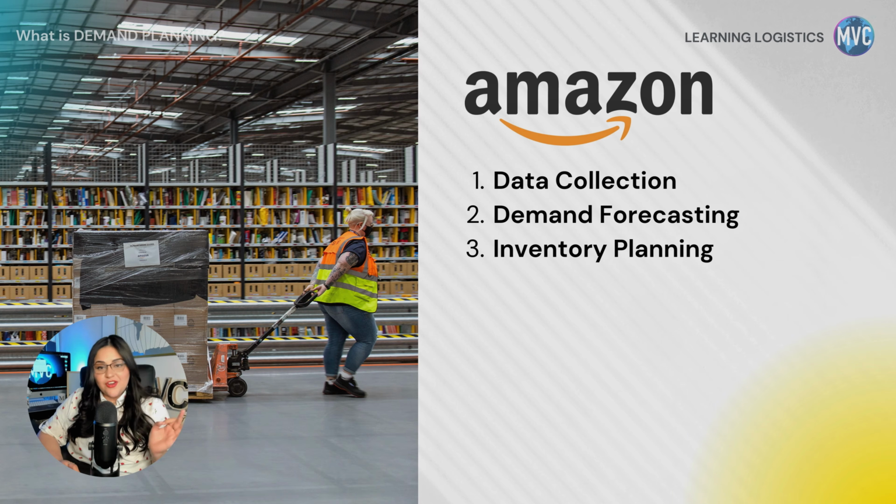Next, or third, is inventory planning. Once the demand forecast has been determined, Amazon uses this information to plan inventory levels for each product. This involves setting safety stock levels, reorder points, and lead times to ensure that products are always available when customers need them. Amazon also uses demand sensing techniques to adjust inventory levels in real time based on actual customer demand.